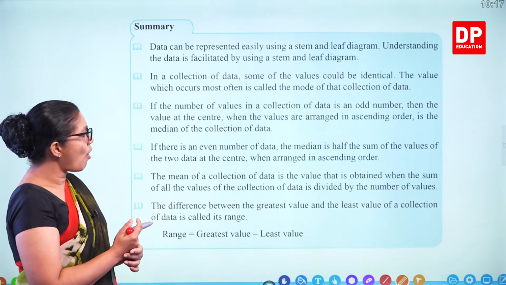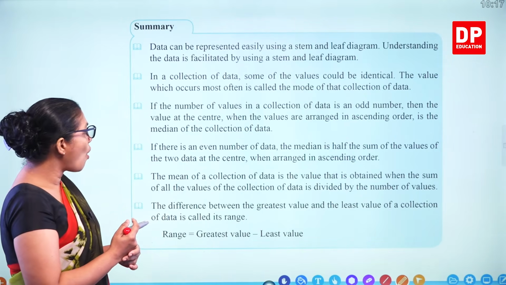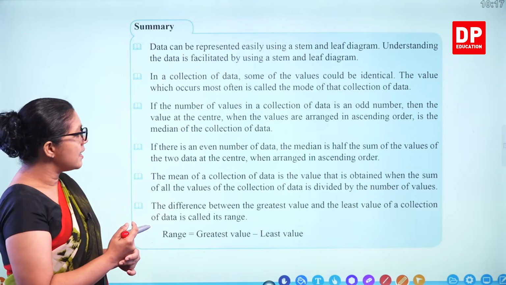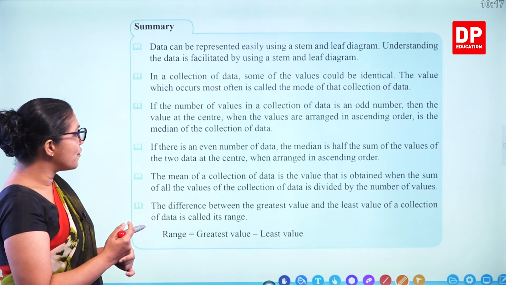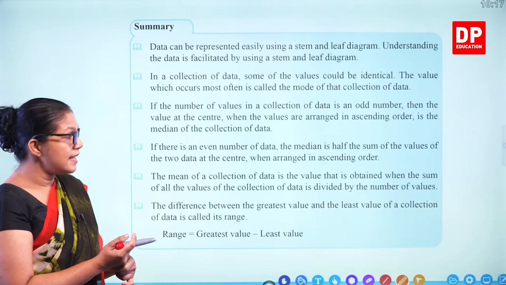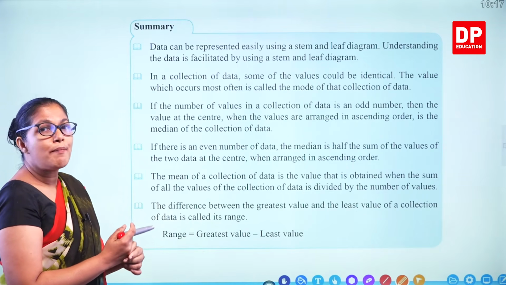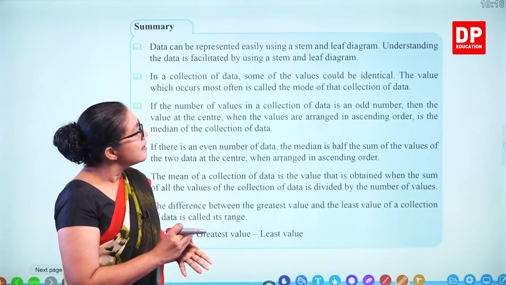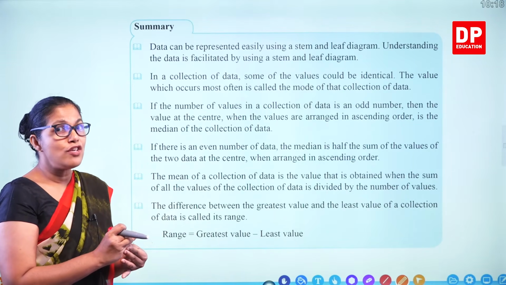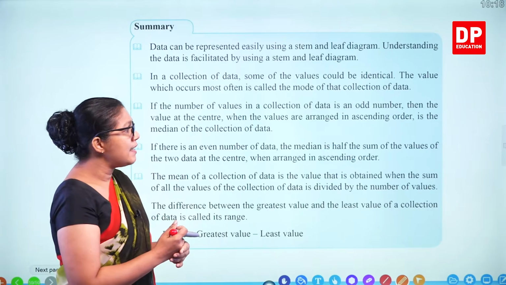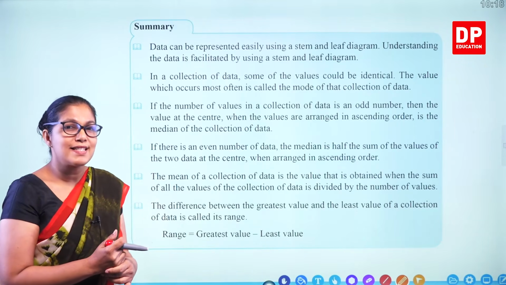The mean of a collection of data is the value obtained when the sum of all the values of the collection of data is divided by the number of values. The difference between the greatest value and the least value, we call it range. So remember all these measurements: mean, median, mode, range, and how to draw the stem and leaf diagram, because this is an important lesson in statistics.